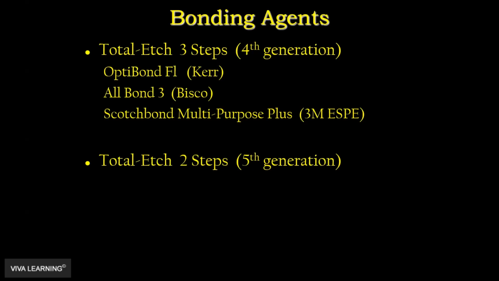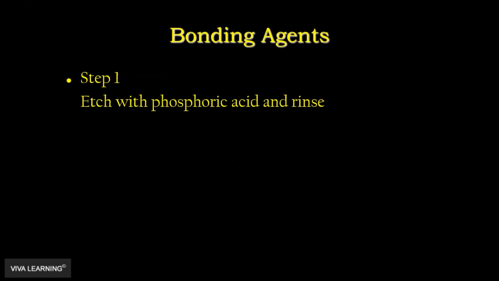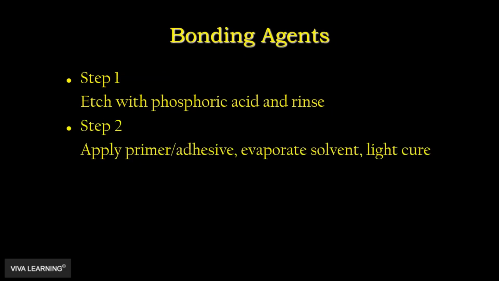The total etch 2 steps of the 5th generations, I think, were some big improvements because it just made it easier and simpler. You etch with phosphoric acid and rinse. And the 2nd step is they combine primer and adhesive into one bottle. You evaporate the solvent, you light cure. When you combine a primer with an adhesive, it kind of thins it out. So your adhesive layer is not nearly as thick. When you evaporate the solvent, all that's left is your adhesive layer, and it's very thin, and it won't interfere. You can light cure this with ease, with comfort, not worrying about interfering with the seating of an indirect restoration. So for that reason, I think they work really well.